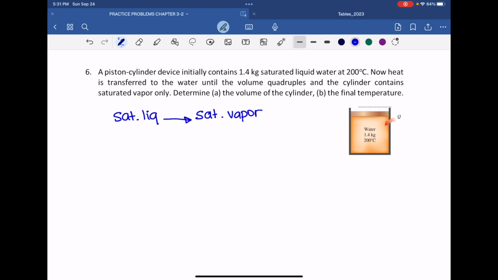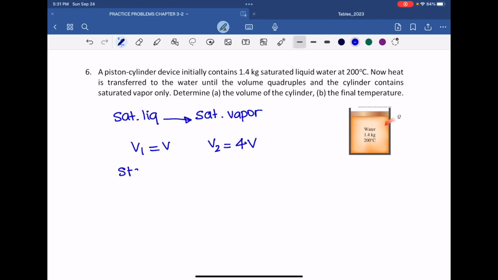And initially the volume is, let's say, V1. Okay. And finally the volume becomes 4 times of this. Okay, this is also what is given. Now, let's take a look at state 1 and state 2, what properties we can understand from those states and which tables we need to look at to read the properties. We are given the mass, right? The mass is 1.4.